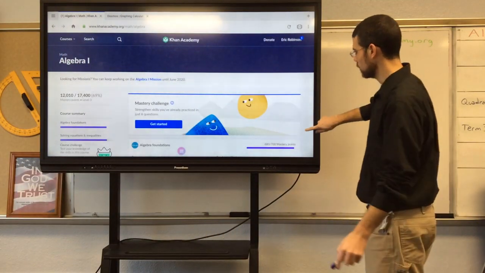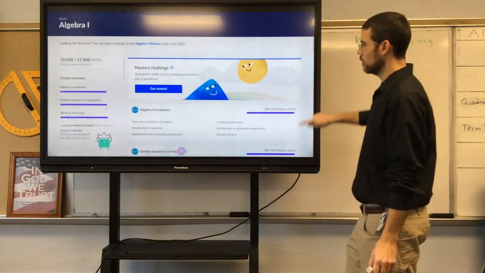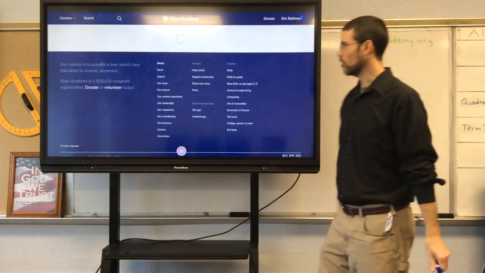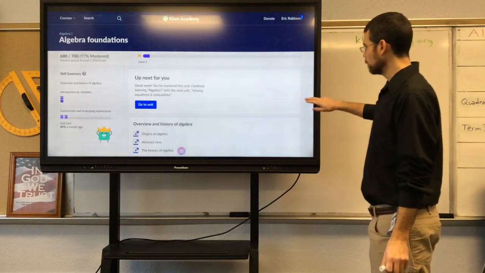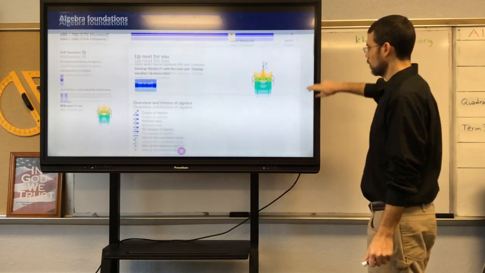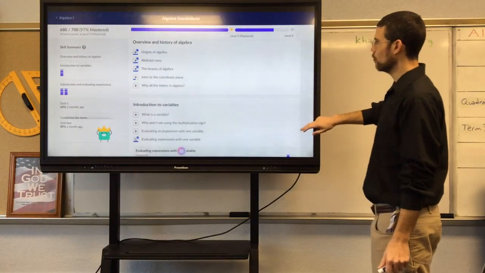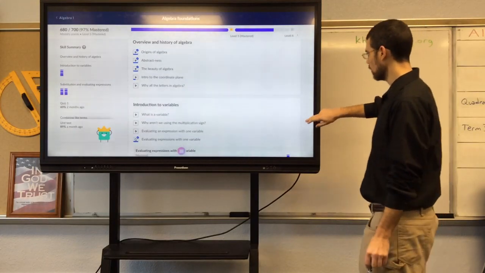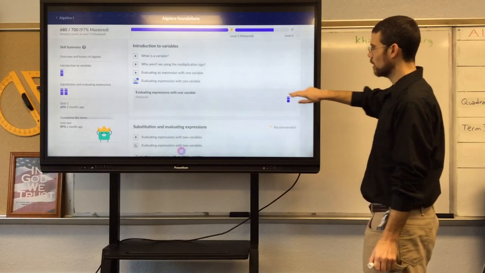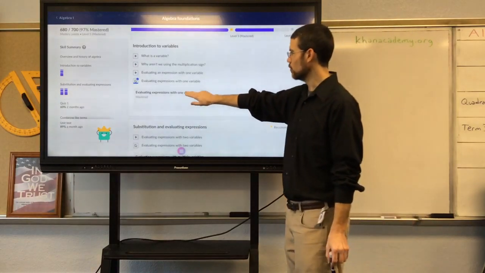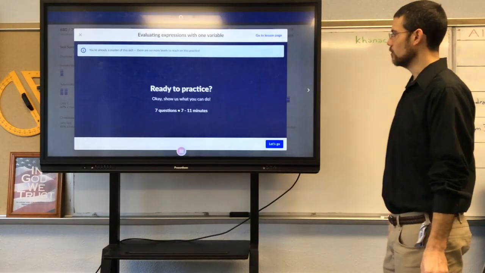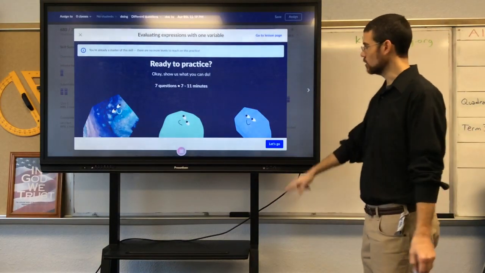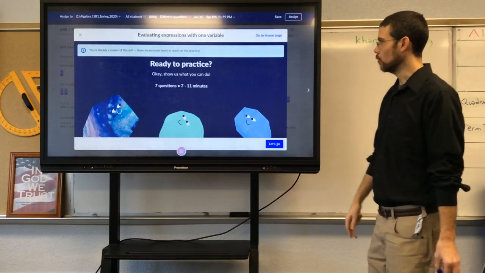First unit is Algebra Foundations. So we'll click on Algebra Foundations. That brings us into the unit. And now we will do the first problem set that we find, which is right here, evaluating expressions with one variable. Click in that and that'll give us some problems. There's 7 questions on this set. Let's go.